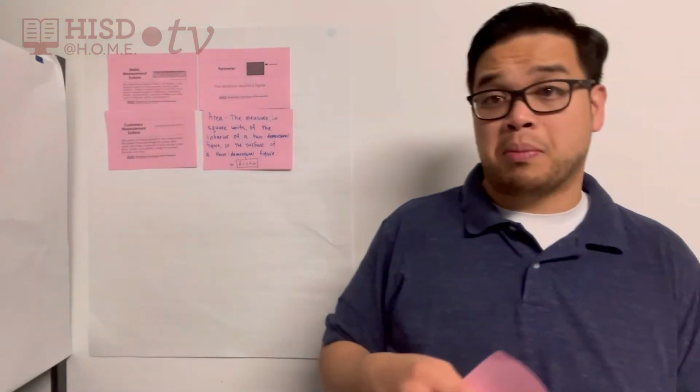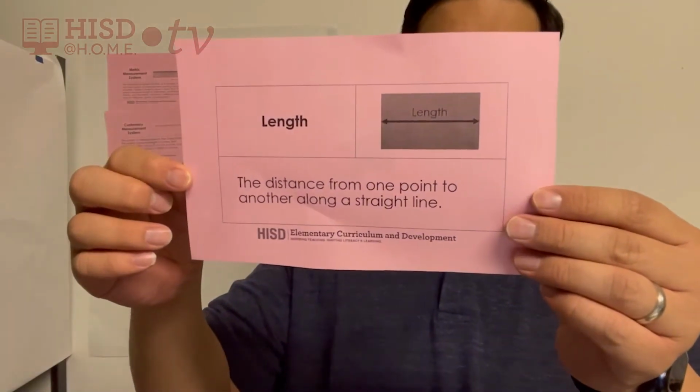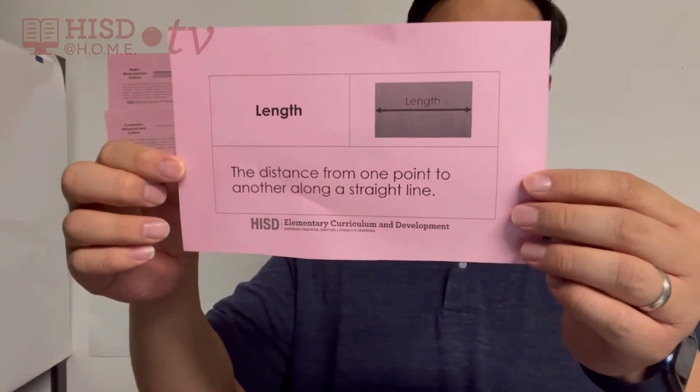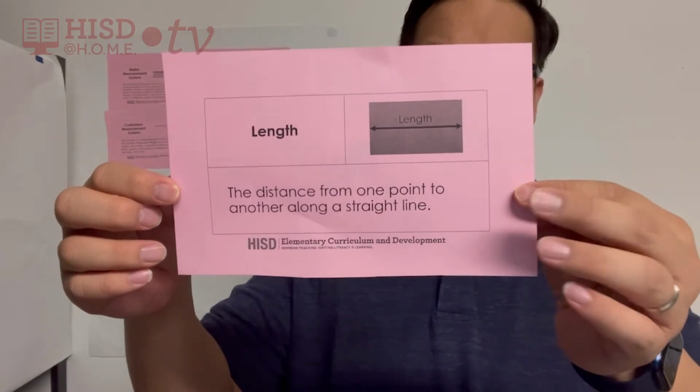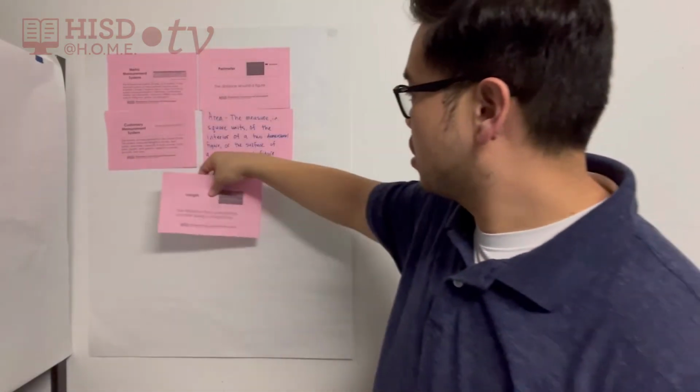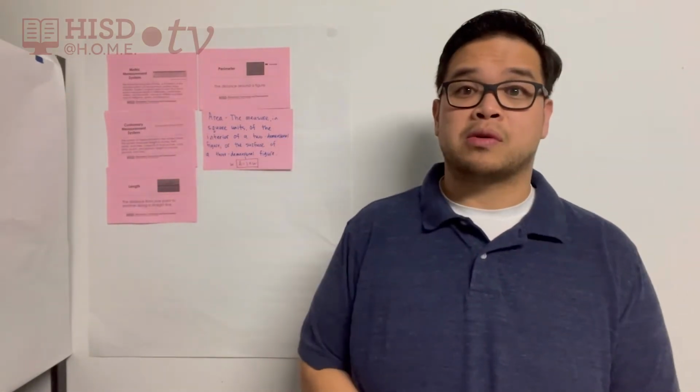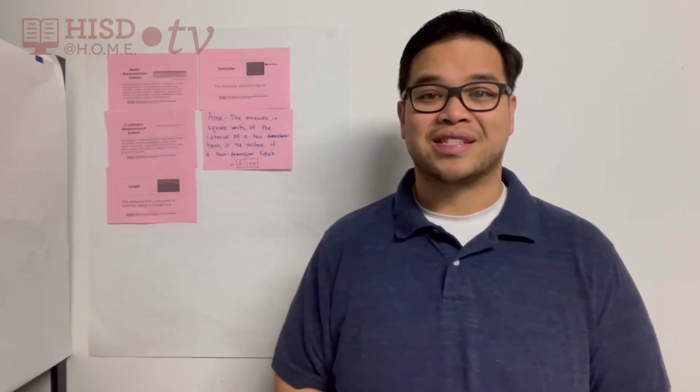And then our last word that we're going to be using today, or may use today, is length. The distance from one point to another along a straight line, typically the longest side of a rectangle. Length. So those are our vocabulary words today. So now we're going to get into our engage part of the lesson. So we're going to jump right into that and start our lesson.